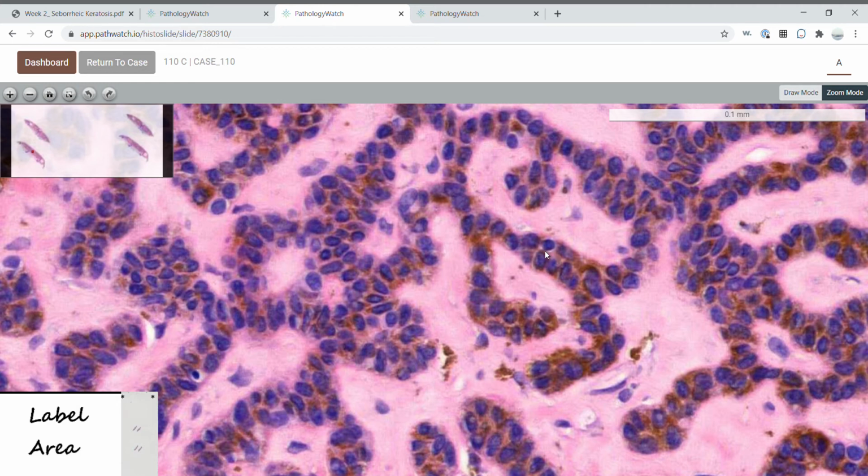Seborrheic keratosis is due to proliferation of keratinocytes. These keratinocytes have ample cytoplasm and very small nuclei with rounded, smooth nuclear contours and a homogeneous chromatin pattern.